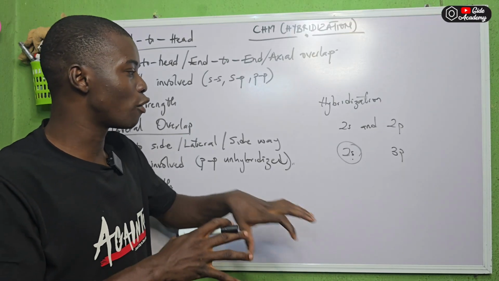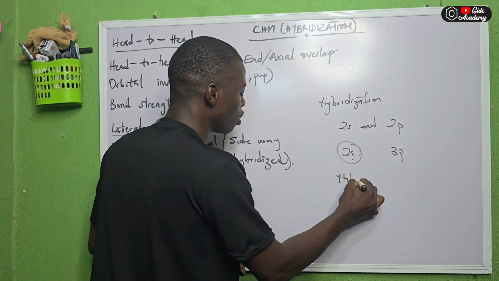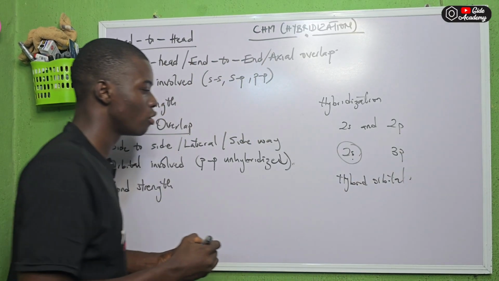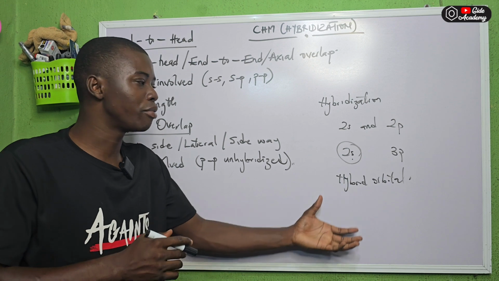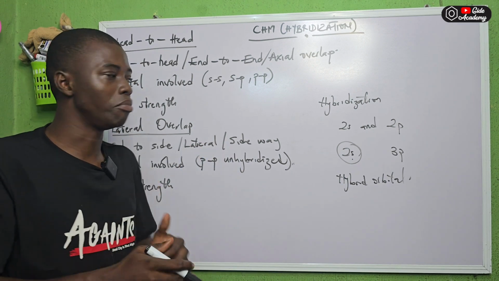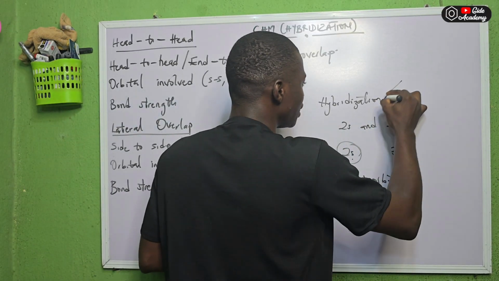The orbital that is formed from the process of hybridization is what we call the hybrid orbital. So that which is formed from hybridization is called a hybrid orbital, and the process generally is called hybridization. Now, this hybridization is divided into two.